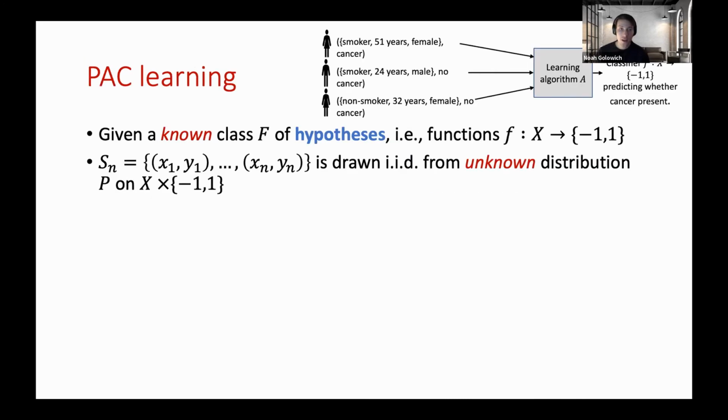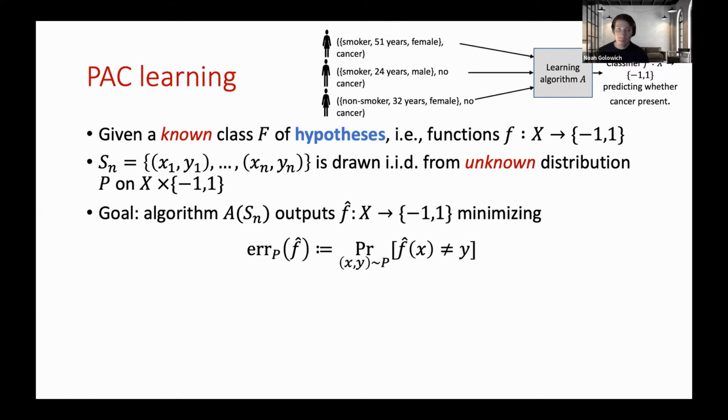And the second part of this, the model that we're going to be considering is the model of PAC learning. So what this model is basically making is an assumption on the data, x1, y1 through xn, yn, that we're going to be feeding into our learning algorithm. In particular, we're going to assume that we're given a known class big F of hypotheses. These are just binary classifiers, functions f from x to minus 1, 1. And second, we're going to assume there's some distribution P on the space x cross minus 1, 1, so that the data set Sn is drawn IID from this distribution, and we don't know P, so it's unknown. So each xi, yi is drawn from P independently.